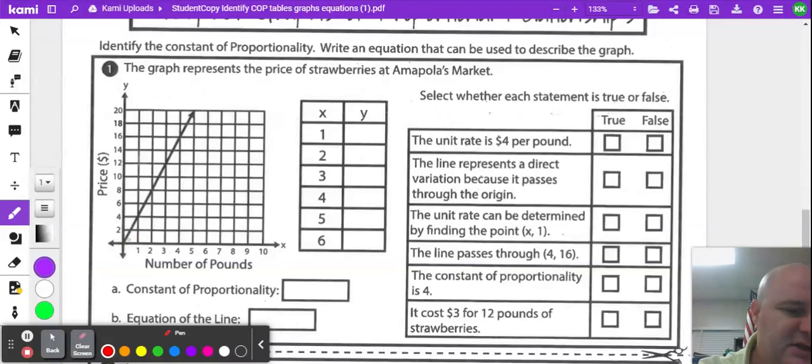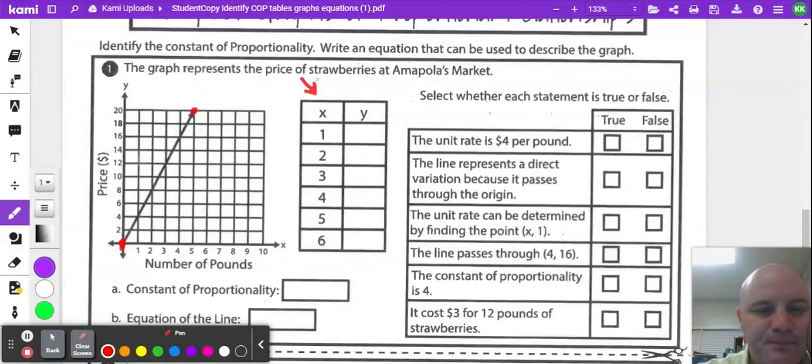Starts down there at 0 and finishes up here at 20. Okay, so as I look at this, over here to the right, we have a little table that we need to fill out.